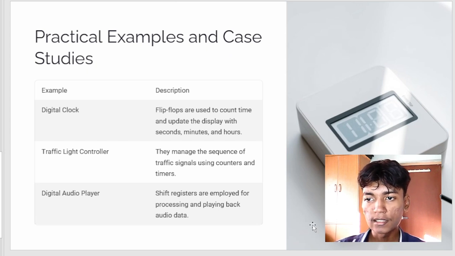The next slide is practical examples and case studies. The examples are a digital clock, a traffic light controller, and a digital audio player. Coming to the digital clock, flip-flops are used to count time and update the display with seconds, minutes, and hours. Coming to the next example, the traffic light controller: they manage the sequence of traffic signals using counters and timers. Coming to the next example, the digital audio player: shift registers are employed for processing and playing back audio data.